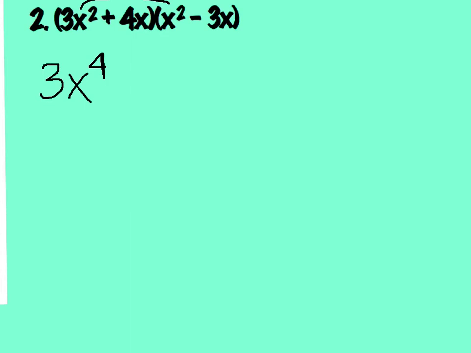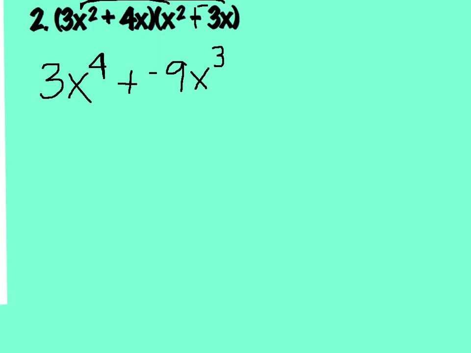Now I'm going to do my outside terms. So we did the first terms, now we're going to do the outside terms. So I have 3x squared, and I'm going to change this to a negative 3x. So 3x squared times negative 3x is going to give me negative 9x to the third. So again, when I multiply, I add my exponents.